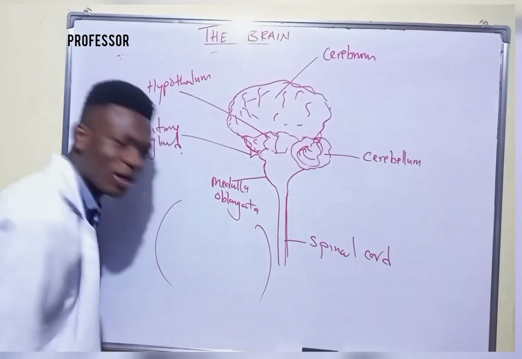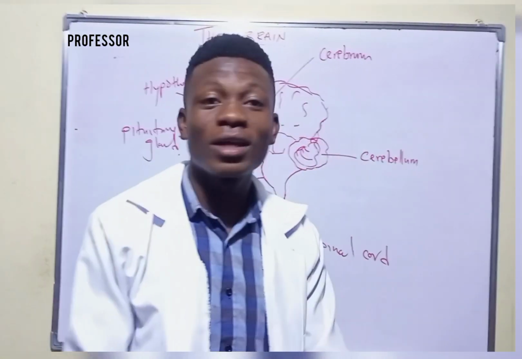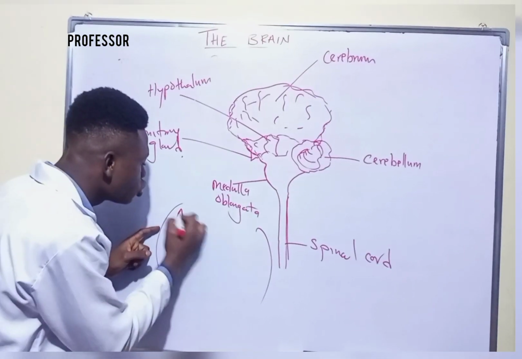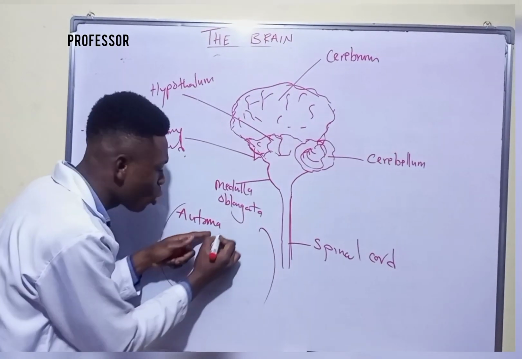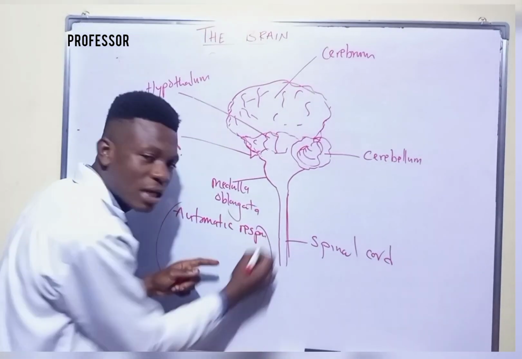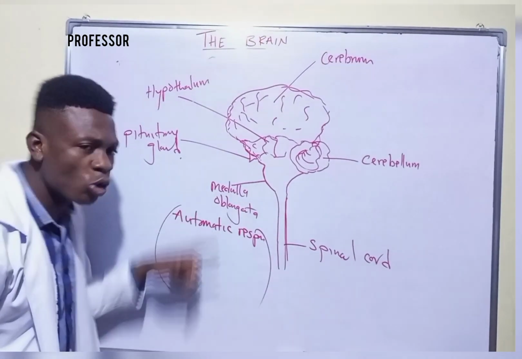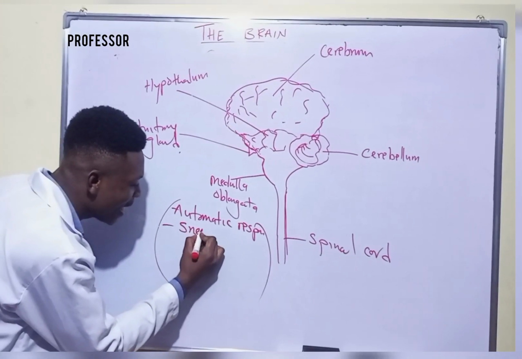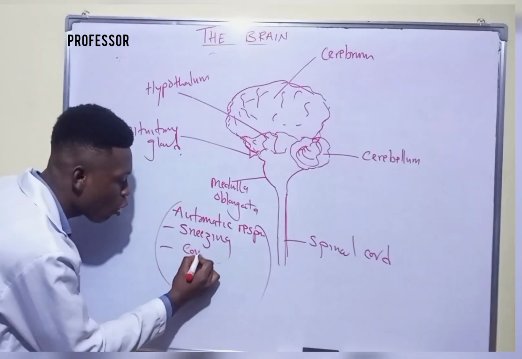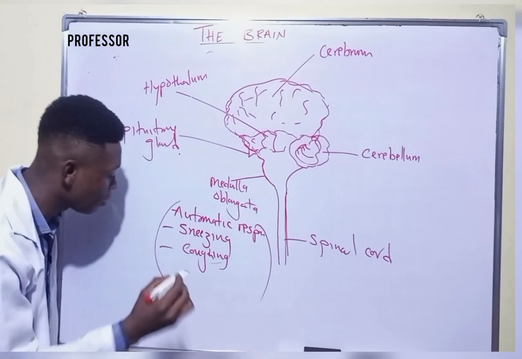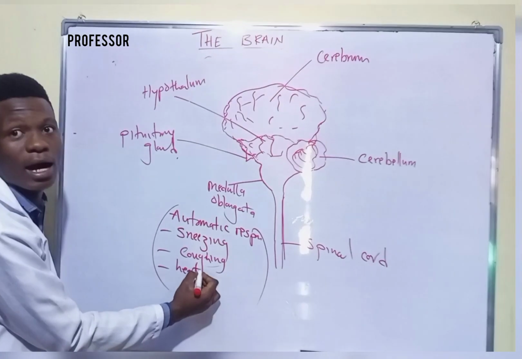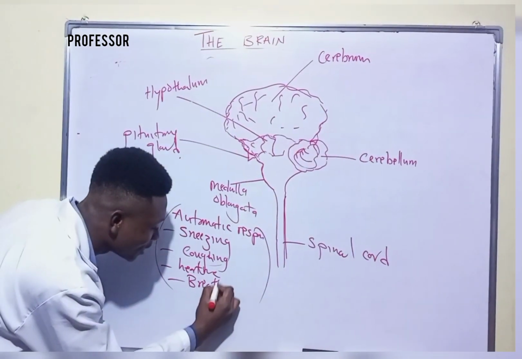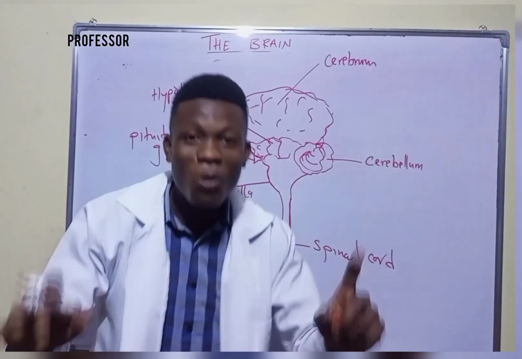The medulla oblongata. Why do people say the medulla oblongata is not working? No, it's not like that. The function of the medulla oblongata is to control automatic responses of the body, such as sneezing, coughing, heart rate, and breath rate. They are all controlled by the medulla oblongata.